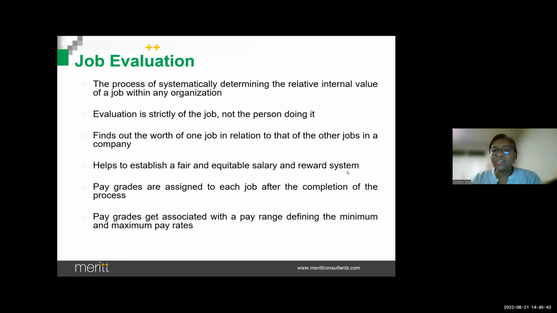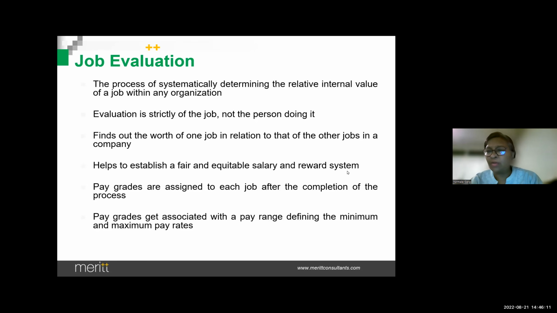And what do you do essentially? You are just stacking them in order of importance. The relative worth. Now, having said that, I want you to understand very clearly the difference between job evaluation and job analysis. Fundamentally, as HR people, we should understand this difference.